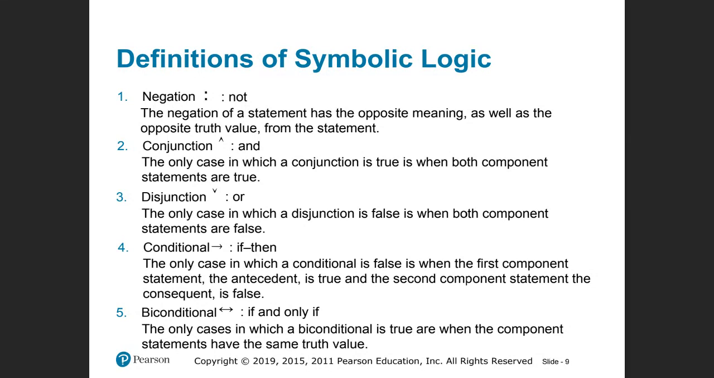Conditional, which is the arrow pointing to the right, if then. The only case in which a conditional is false is when the first component, the antecedent, is true, and the second component, the consequent, is false. And biconditional, which has the arrow going both ways, if and only if. The only cases in which a biconditional is true are when the component statements have the same truth value. You need to remember this slide. This is really important for the rest of the chapter.